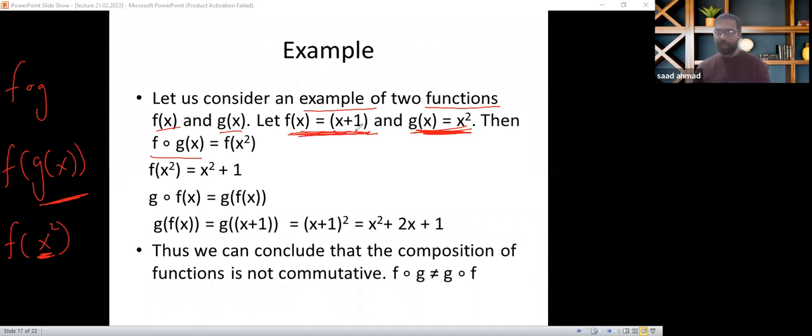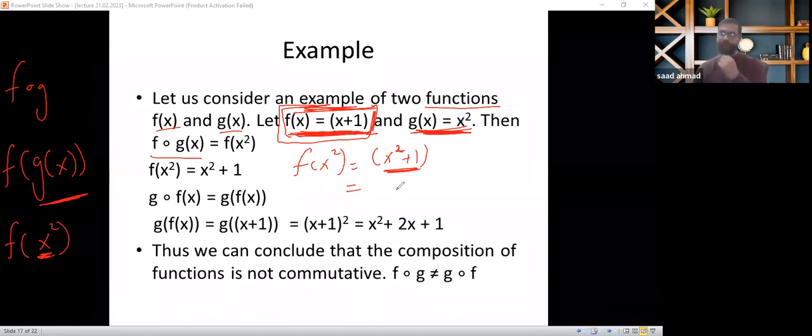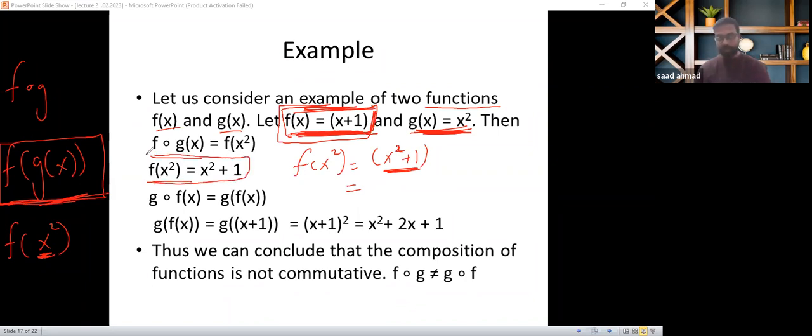Okay, so what is the function f? This is the function f here: f of x equals x plus 1. So what we do here, now we have f of x squared, that will be x squared plus 1, because we will replace the x by x squared. So this is what we get for f of g of x. This is one of the compositions, f of g of x. All right, so f of g of x is this one here.